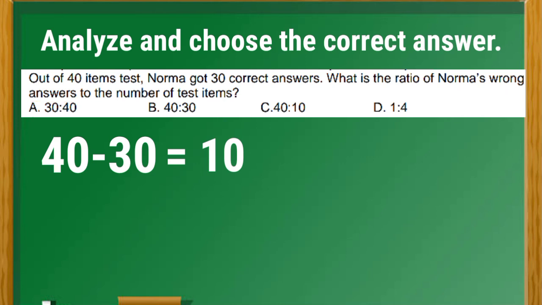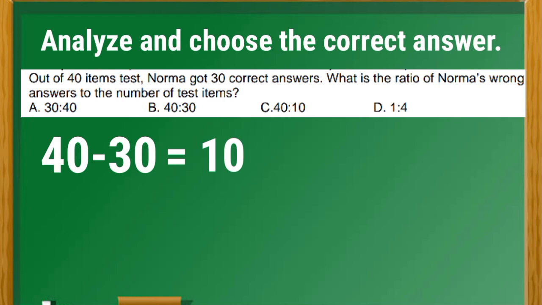How about letter B? Letter B is still wrong, because the first quantity is 40, which is the number of test items, and the other quantity is 30, which is the number of correct answers. How about letter C? The first quantity is the number of test items, and the second quantity is Norma's wrong answers. But what is asked here is the ratio of Norma's wrong answers to the number of test items. So the quantity of wrong answers must come first before the number of test items.